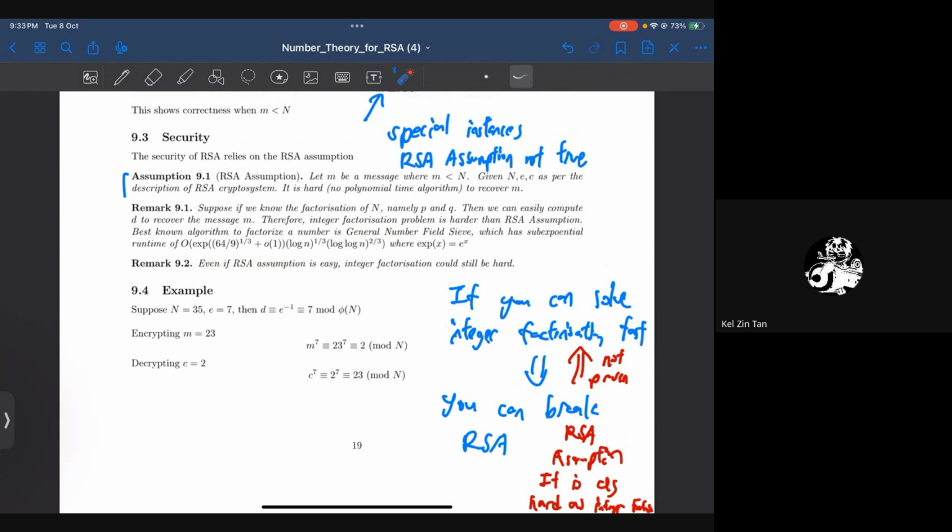So now let's end the section of RSA with one simple example. Suppose n is 35 and e is 7. Just now we have shown that d is the inverse of e, and this is just 7. The phi n is 24. Then if you want to encrypt m equals 23, we just raise 23 to the power of 7, and then we get 2. And then to decrypt it, we just raise 2 to the power of 7, and then we get 23. Okay, so that sums up RSA.